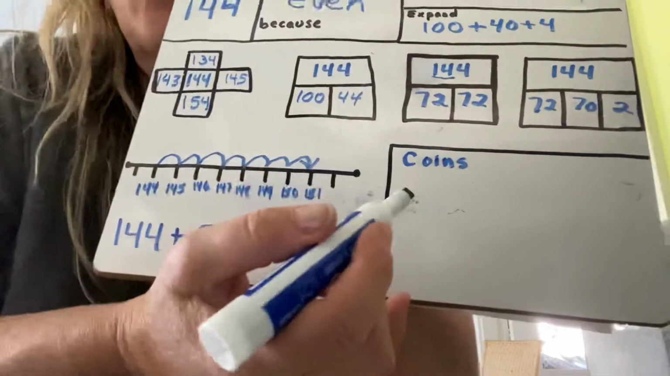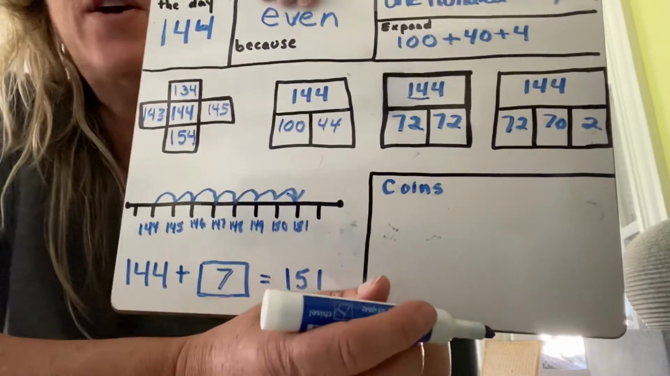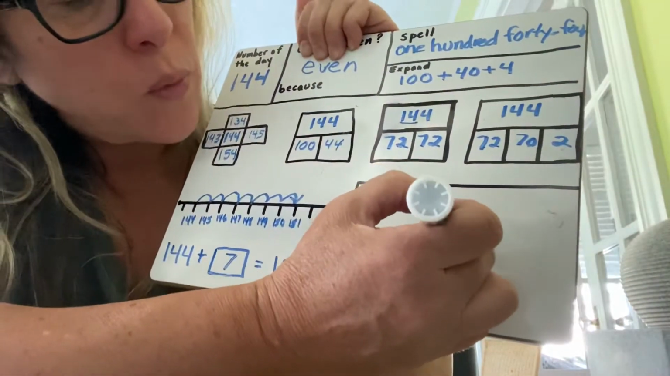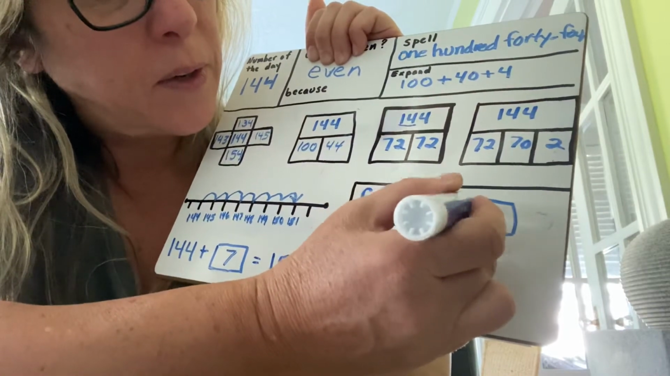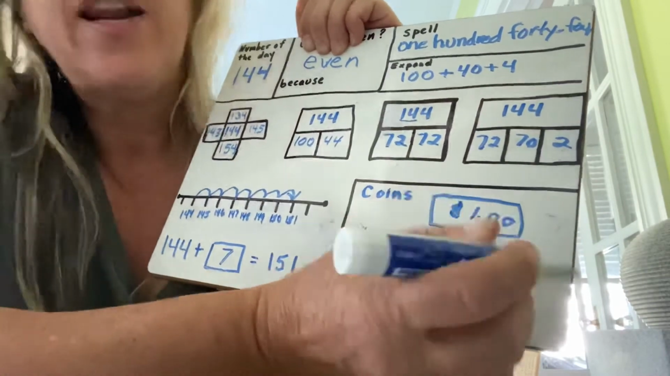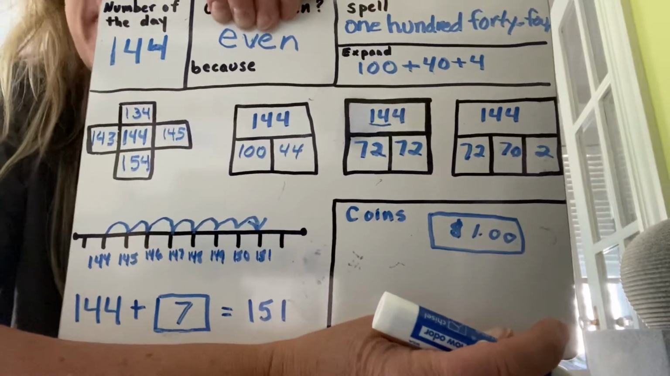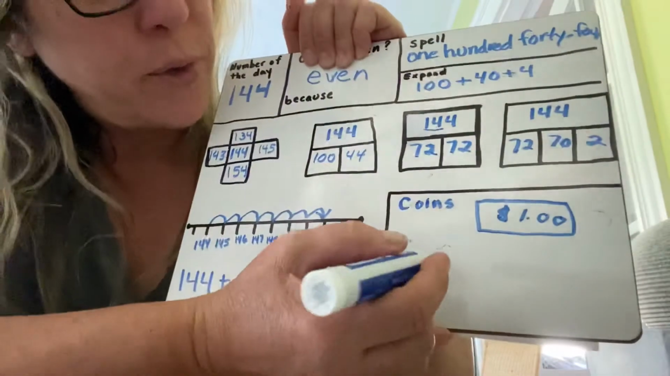Now let's think about coins and money. If I wanted to make 144 cents, well, I know the 100 part stands for $1. So I could use $1, right? And then how would I make the 42 cents? Oh, I'm sorry, the 42 cents. I could use 4 dimes.